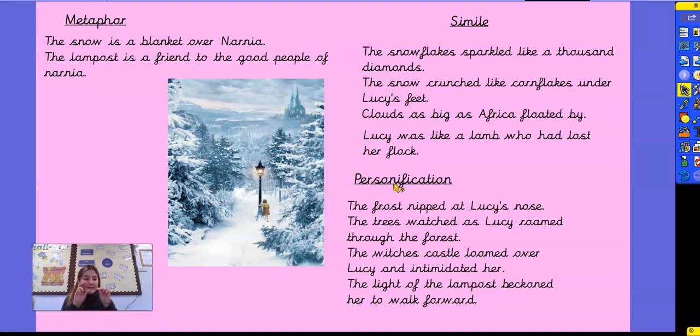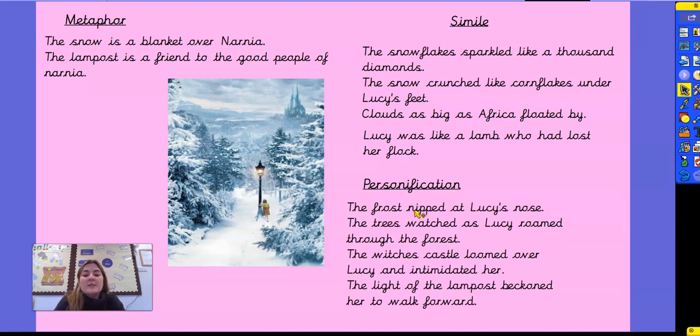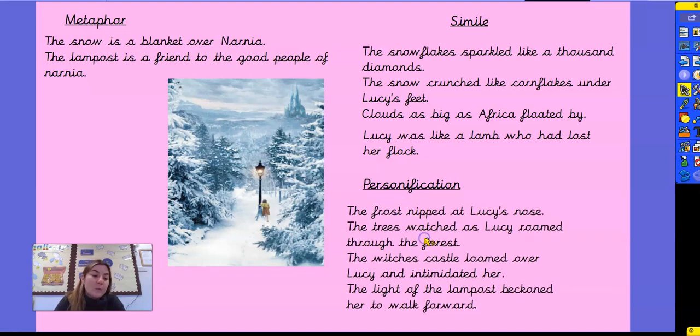Now the frost can't really nip like this, can it? Usually when you nip someone, you give them a little pinch. The frost can't do that, but it's as if the frost is doing that because it's so cold. The trees watched as Lucy roamed through the forest. We know that trees don't have eyes, but it makes it seem more intimidating, doesn't it, for Lucy if all the trees were watching her.